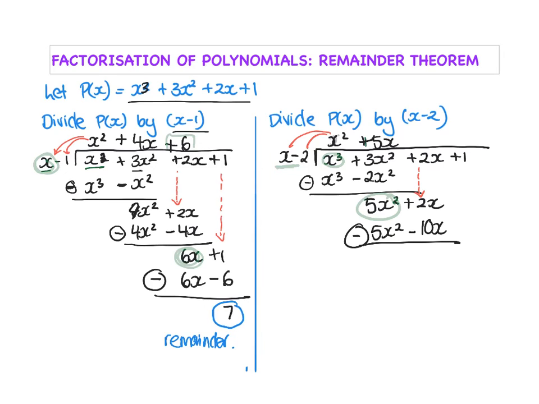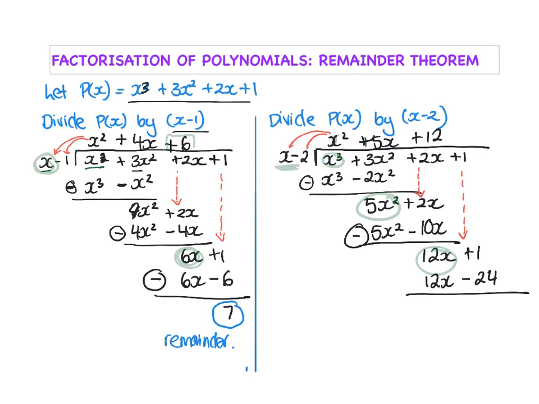Okay, so we're minusing now. So that is 2x minus a minus 10x, which is 12x. Now bring that 1 down. And then we're going to do 12x divided by x, which is plus 12. And then multiply out. So we've got 12x minus 24.